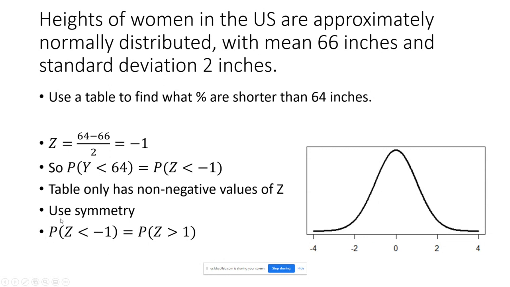So we want the probability that z is less than -1 because the normal distribution is symmetric, and specifically a standard normal distribution is symmetric around 0. Here we have, that's the same as the probability that z is greater than 1.